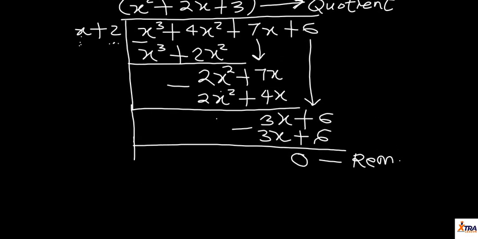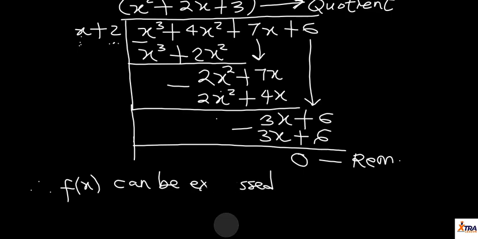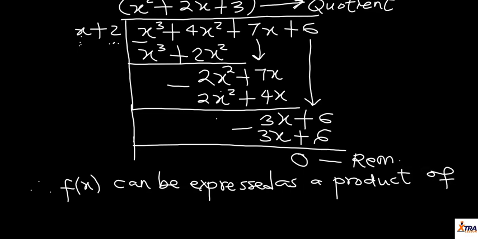So I can now say that, therefore, f of x can be expressed as a product of x plus 2 and x squared, which is the quotient here, plus 2x plus 3.